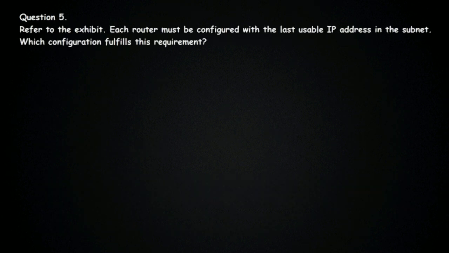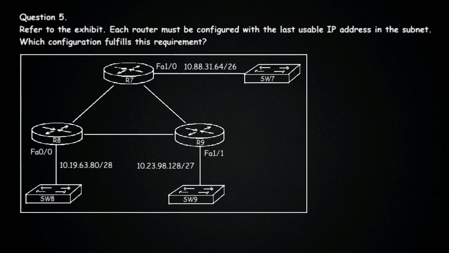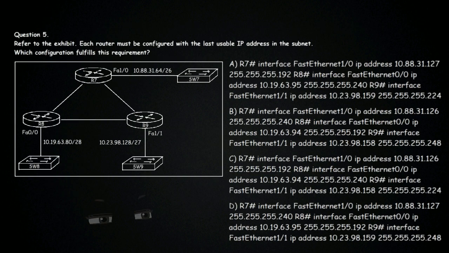Question 5. Refer to the exhibit. Each router must be configured with the last usable IP address in the subnet. Which configuration fulfills this requirement? Options. Answer is C.